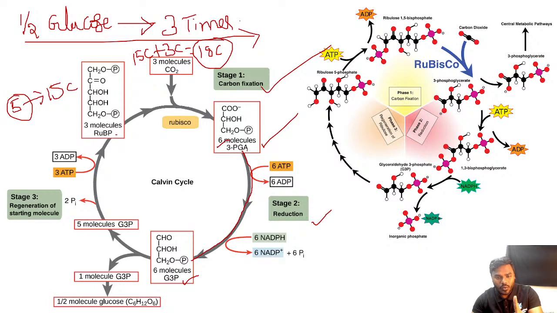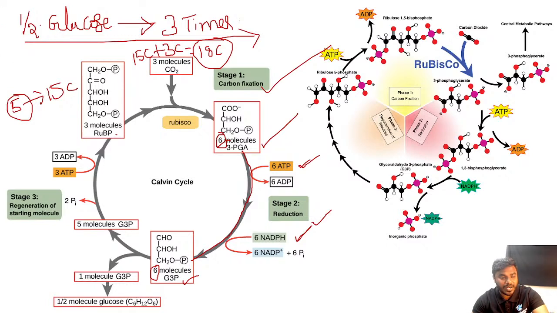Friends, in order to reduce 1 molecule of 3-PGA, listen to me carefully. In order to reduce 1 molecule of 3-PGA into 1 molecule of G3P, we require 1 molecule of ATP and 1 molecule of NADPH. But my friends, how many molecules of 3-PGA am I converting into G3P? I am converting 6 molecules of 3-PGA into 6 molecules of G3P. So my friends, I will use 6 molecules of ATP and 6 molecules of NADPH. Simple step.